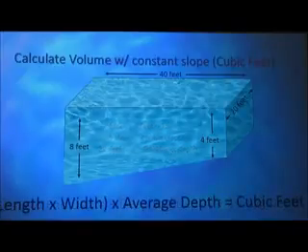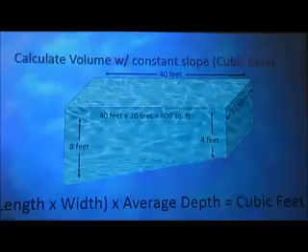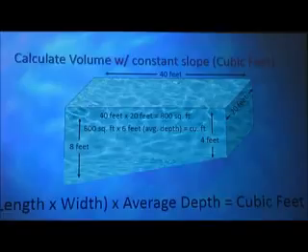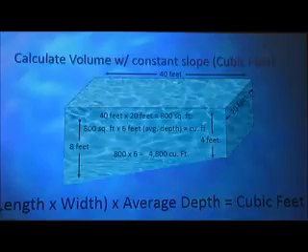Length by width by average depth equals cubic feet. So 40 by 20 equals 800 square foot. That's our surface area. We take our surface area and multiply it by our average depth, which is 6 foot in this pool. That will give us the cubic feet. 800 by 6 equals 4,800 cubic feet.